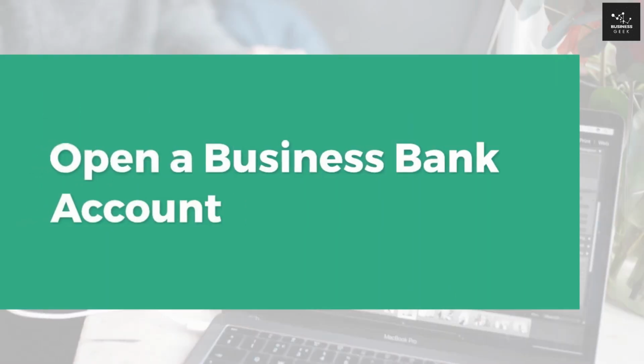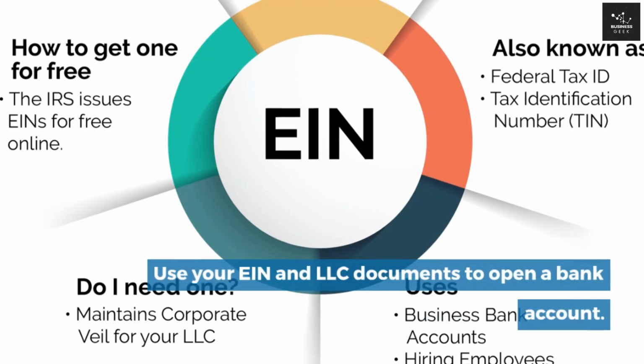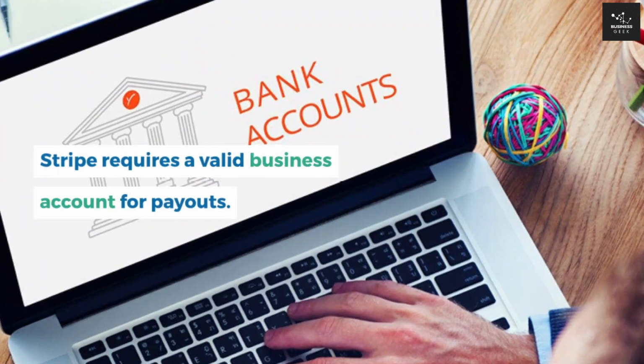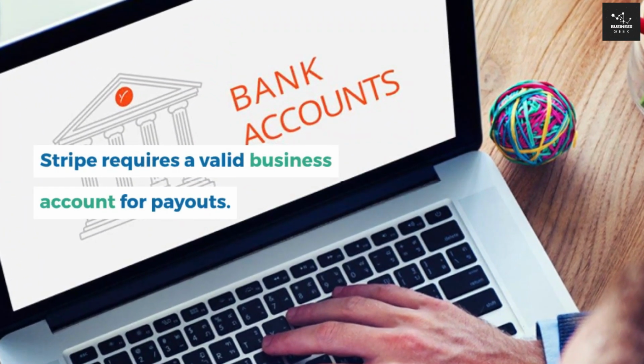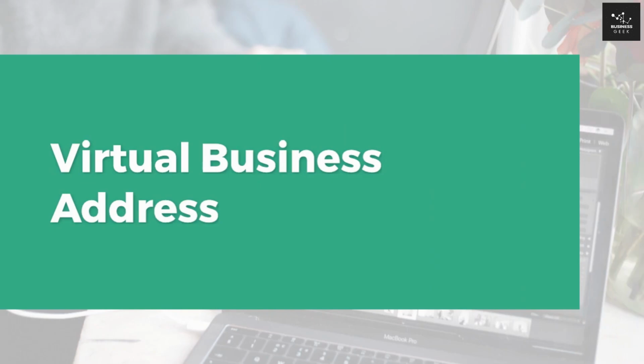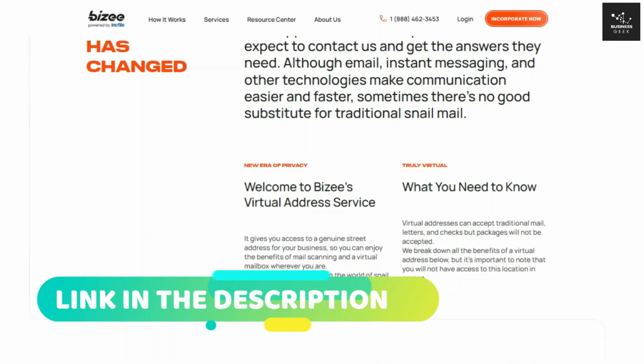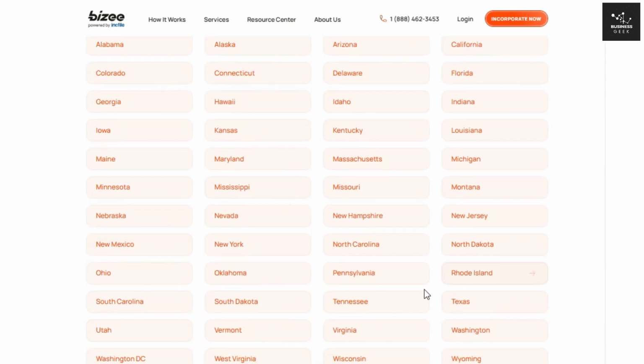Open a business bank account. Use your EIN and LLC documents to open a bank account. Stripe requires a valid business account for payouts. Virtual business address. If you don't have a physical US address, services like Bazee provide virtual addresses.